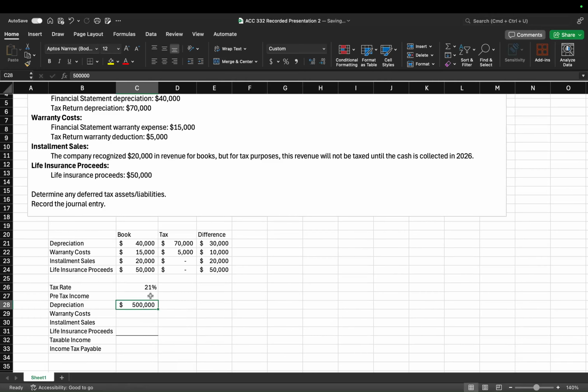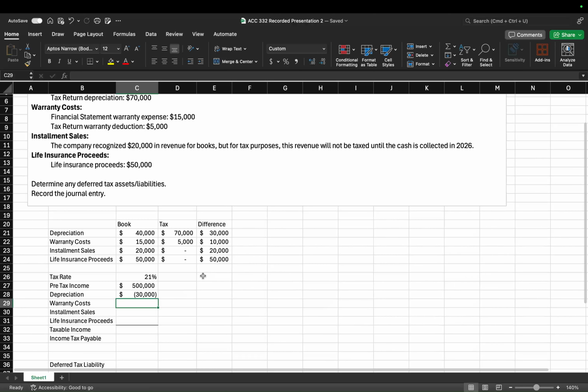So to begin, our depreciation, again, the company's like quote unquote saving $30,000 of depreciation expense because they're reporting their tax depreciation higher than their book depreciation, but we know that's going to reverse. So as of right now, they're saving money, yes, but this is going to reverse out in the next year or whenever. For warranty costs, we explained this adds back $10,000 as a tax asset.